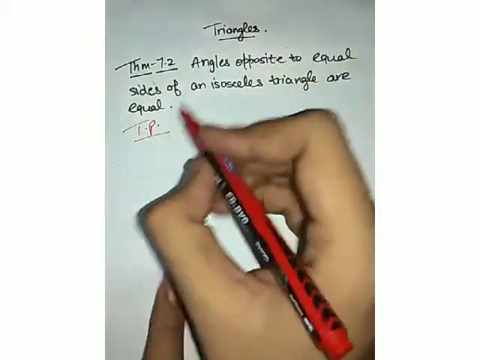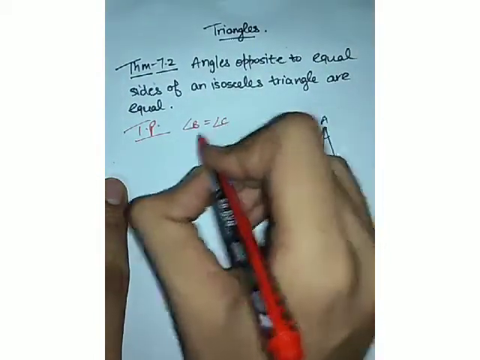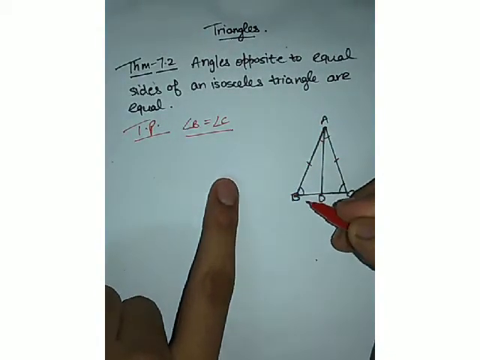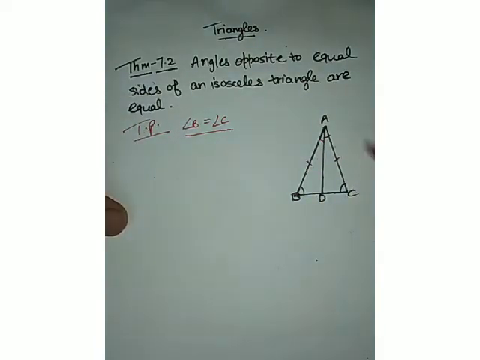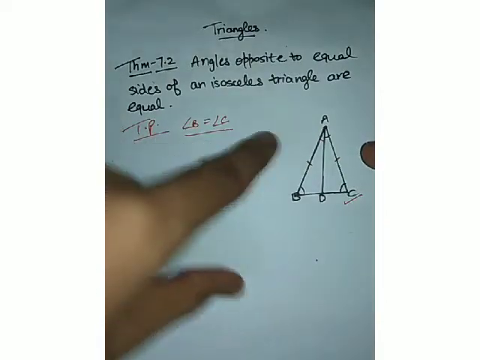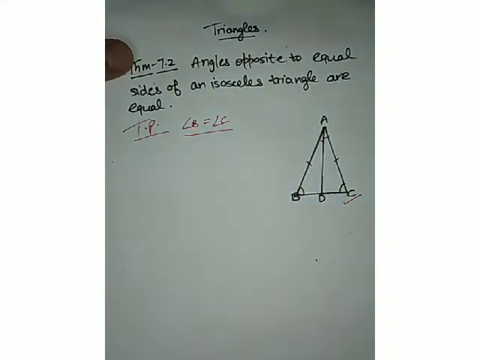So what is to be proved? That is angle B is equal to angle C. Now you don't have to do anything else, just remember your congruency criterions, that SAS and other criterions, and you will simply divide the one triangle into two triangles by drawing a bisector, and then we can easily prove. So let's start with the proof.